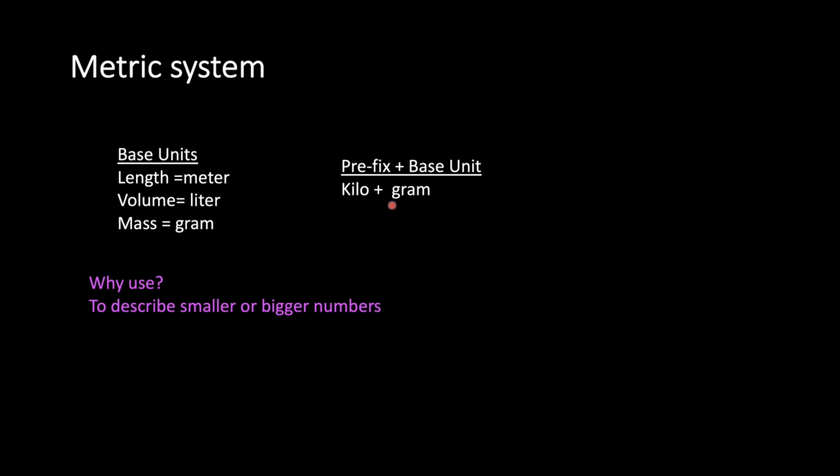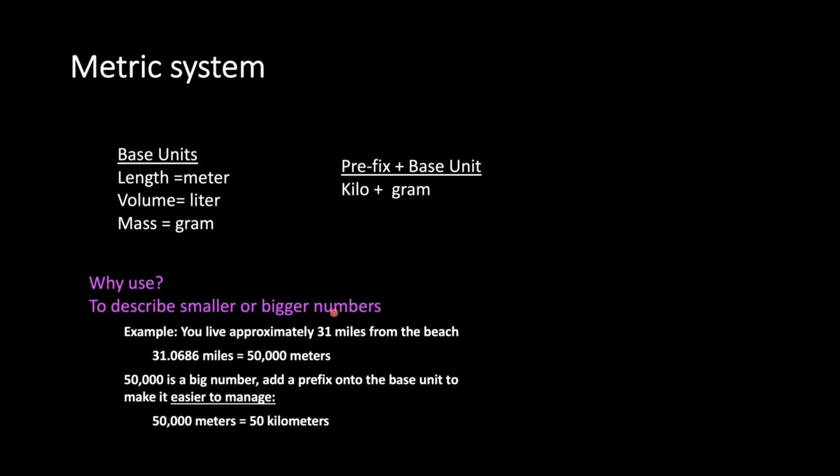Why do we use the metric system? Especially to describe smaller or bigger numbers. For example, let's say you live about 31 miles from the beach. So that's about 50,000 meters. 50,000 is a big number. So we add a prefix into the base unit to make it easier to manage. So instead of saying 50,000 meters, we say 50 kilometers. That's also easier to write down as well.